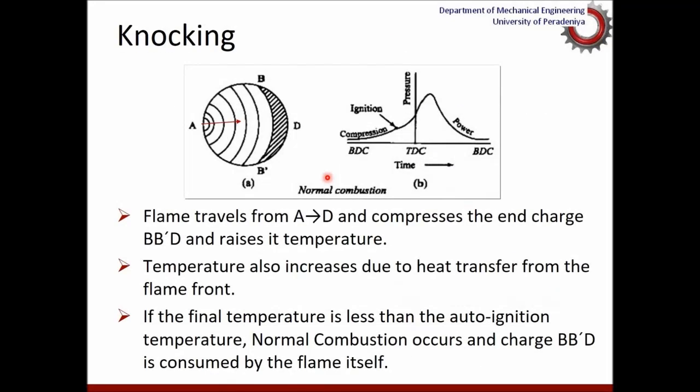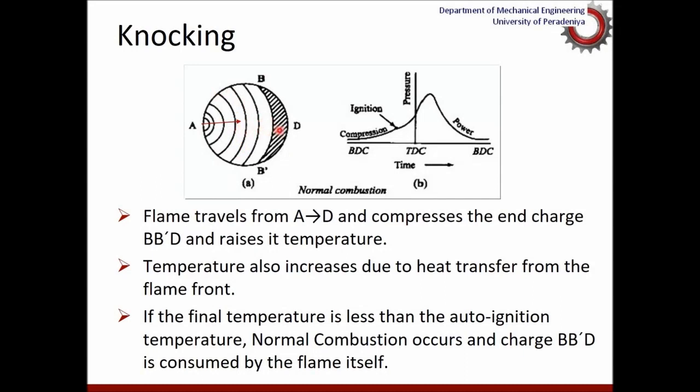Now, if I talk a little bit about knocking, as we all know, in spark ignition engines, you initiate the combustion process at the spark plug at one point. So, let's say the spark plug is at point A, and the flame starts to grow in a spherical geometry with time. And as the flame grows, the temperature and the pressure of the burned gases increase. This white area is the burned gases and this shaded area is the unburned gases.